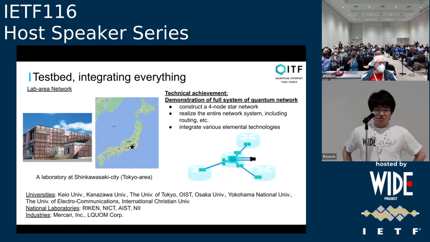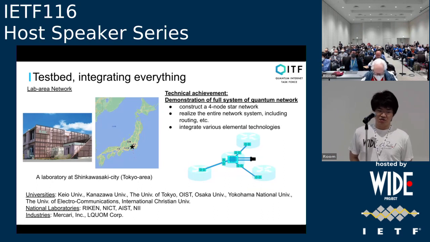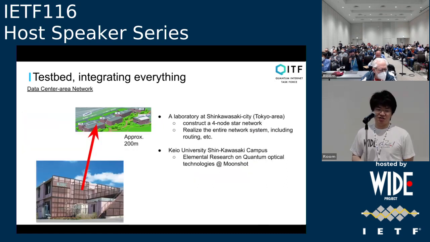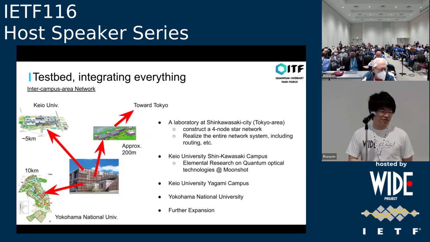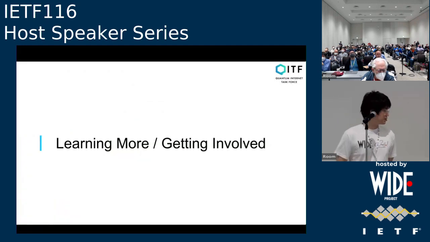In QITF, I have many collaborators, including experimentalists and physicists, and I have collaborators in the WIDE project too. We are putting those things together in this test bed, and we are building a lab area network at first. We just started a laboratory in the Tokyo area, Shinkawasaki, close to Yokohama. From the laboratory network, we will expand to a data center size network, over 200 meters. After that, we will expand this network to other campuses. This will be the beginning of the quantum internet in Japan.